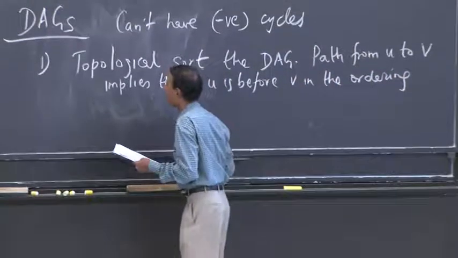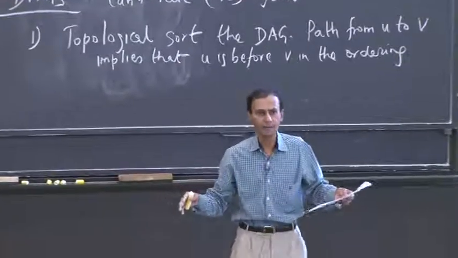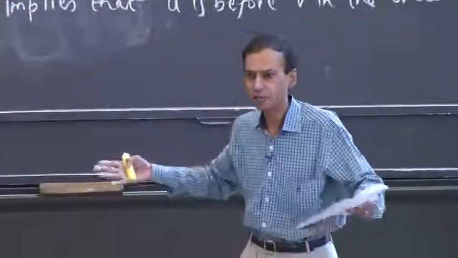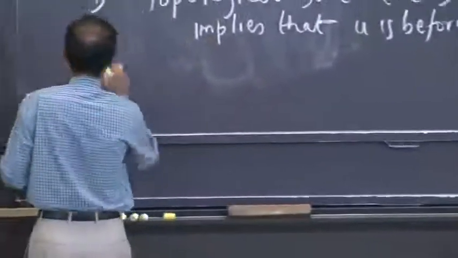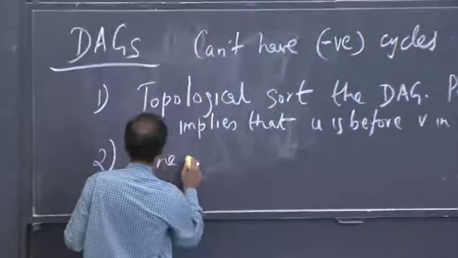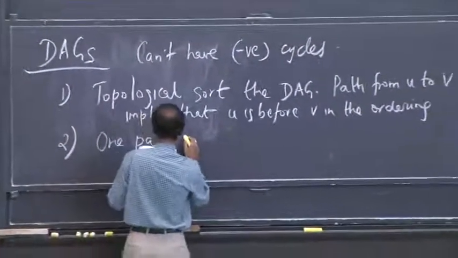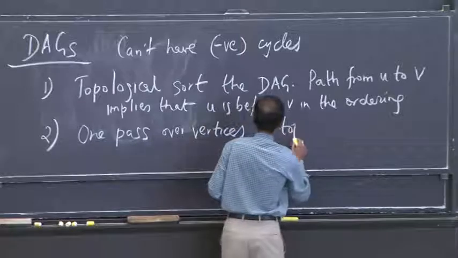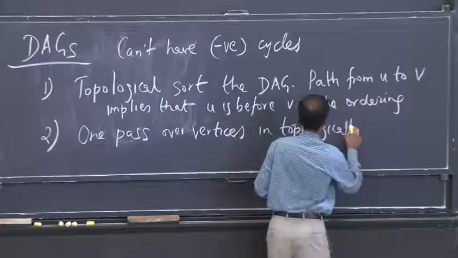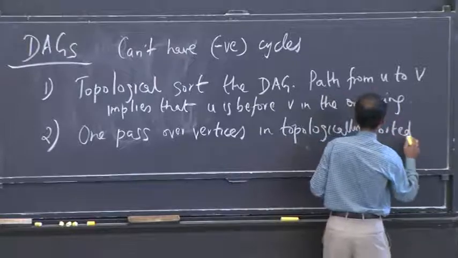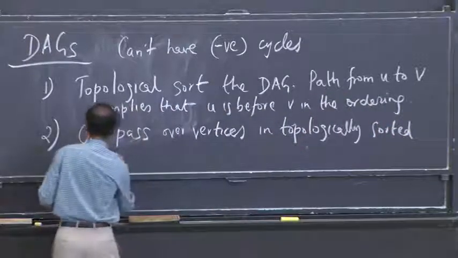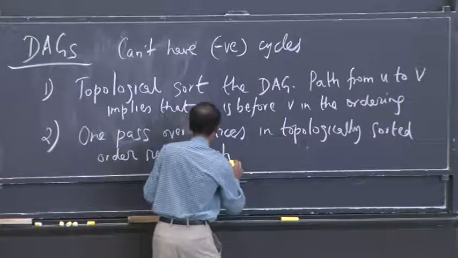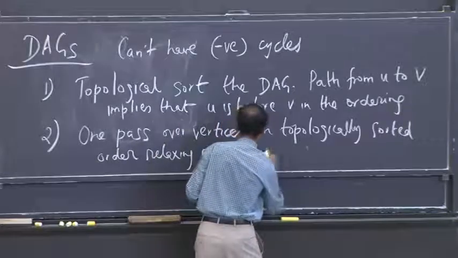And once you do that, you have this linear ordering, and I'll show you an example. We're just going to go through in order from left to right, relaxing these edges, and we're going to get our shortest paths for all the vertices. So the second and last step is one pass left to right over the vertices in topologically sorted order. And we're going to relax each edge that leaves the particular vertex we are trying to process right now.